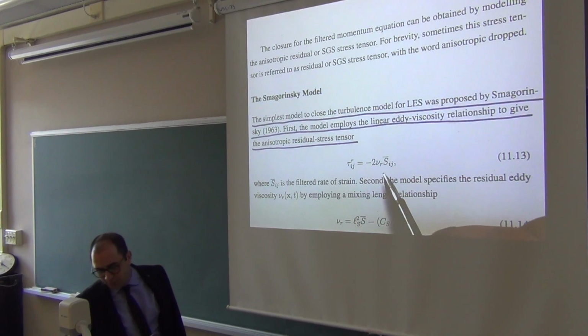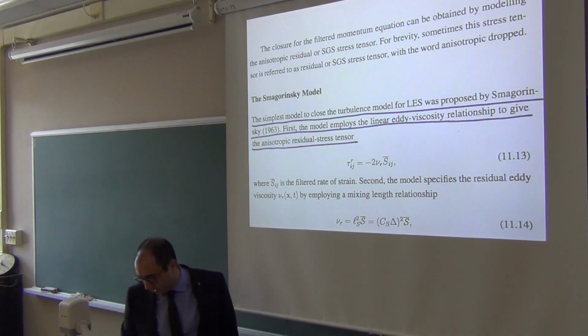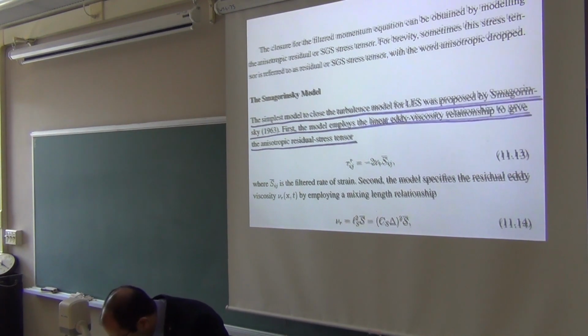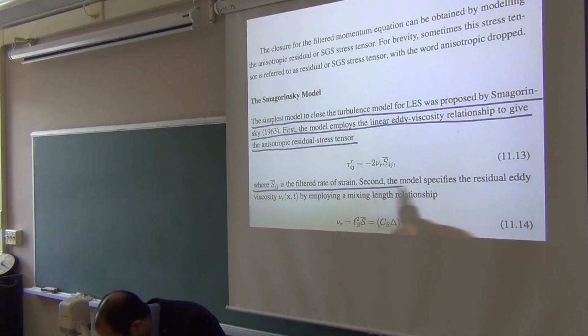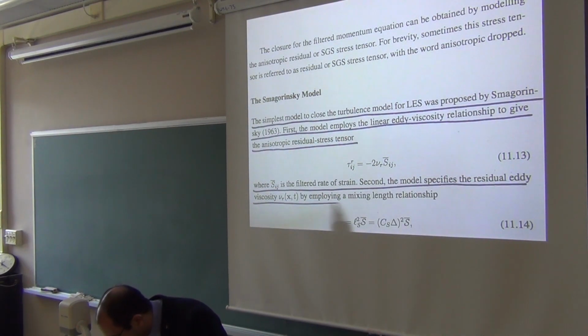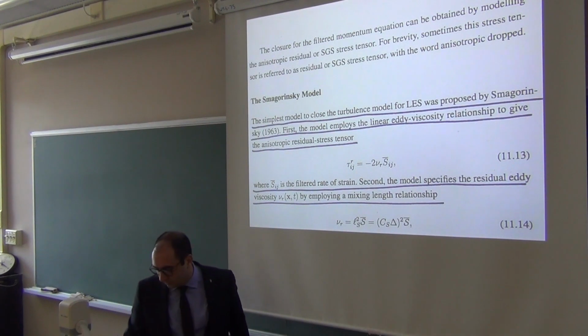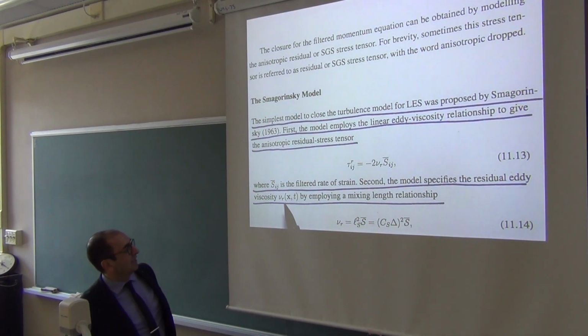But this time, I don't call it turbulent viscosity. I call it residual eddy viscosity. So S bar was the filtered rate of strain. So you've seen that before. And then finally, to close my model, I should parameterize the residual eddy viscosity, which I can do gracefully.